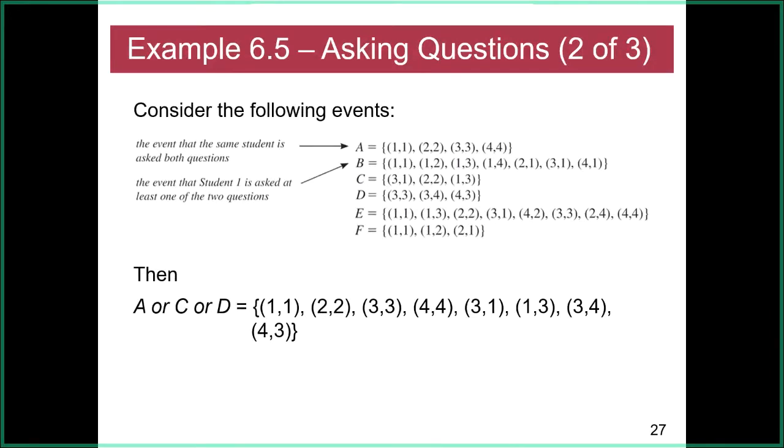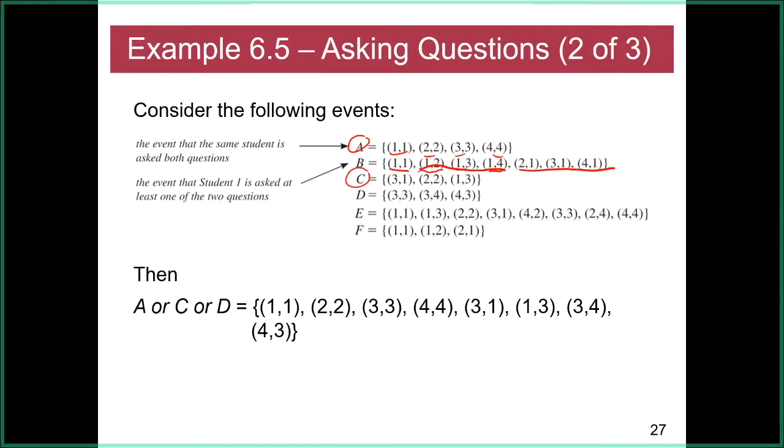The event that the same student answers both questions. Event A, so student 1 answers both, 2, 3, 4. The event that student 1 answers at least one of the questions. Well, answering both is at least one. Answering the first one, notice each of those 3 possibilities, student 1 answers the first question. That qualifies, or answering the second one. Those 3 possibilities are student 1 answering the second question and someone else answering the first.